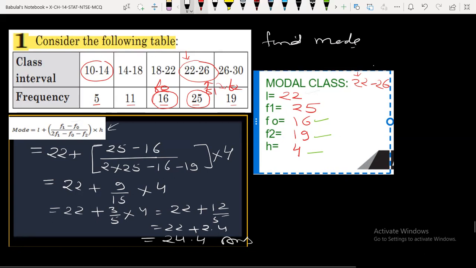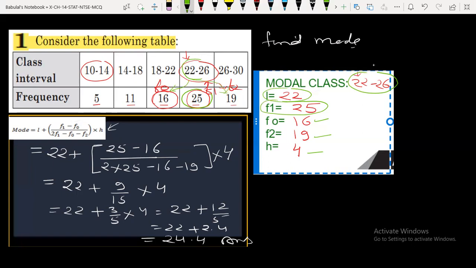सबसे पहले हमें highest frequency को तलाशना होगा. सबसे बड़ी frequency कौन सी है? ये 25 है. तो ये F1 होता है. F1 is 25. इस highest frequency के corresponding जो class interval होता है, उसी को हम modal class कहते हैं. So what is your modal class? 22 to 26. You write here 22 to 26. What is L? जो modal class है उसकी lower limit को हम L कहते हैं. So the lower limit of the modal class is 22. So in place of L we write 22. What is F0? The frequency preceding the modal class. Modal class के पहले वाली class की frequency को F0 और उसके बाद वाली को F2 कहते हैं.